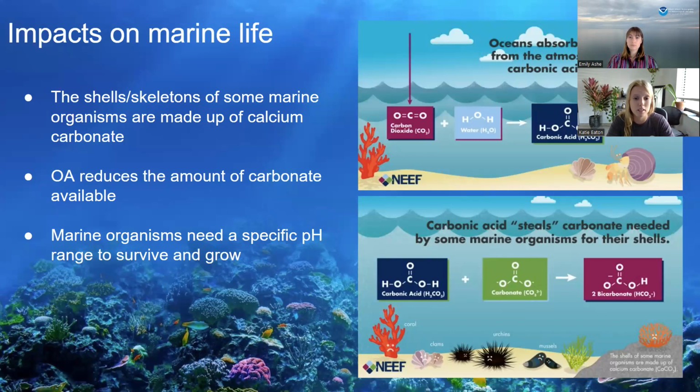So calcium carbonate is an important molecule that clams and mussels and also corals and sea urchins use to make up their skeletons and their shells. And when we have ocean acidification happening, that reduces the amount of carbonate available in the water. So ultimately, these organisms aren't able to survive and grow if they have less carbonate available to them. And these marine organisms need a specific pH range to survive and grow. So even if we're only seeing a decrease in pH of 0.1 or 0.2, that's a really big deal for these sensitive marine organisms.